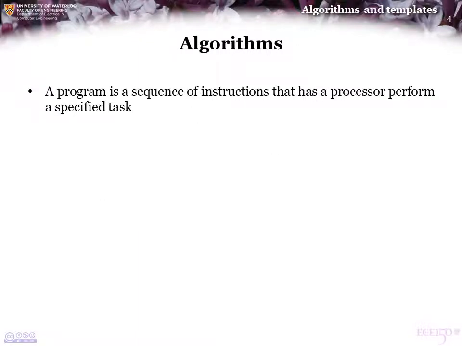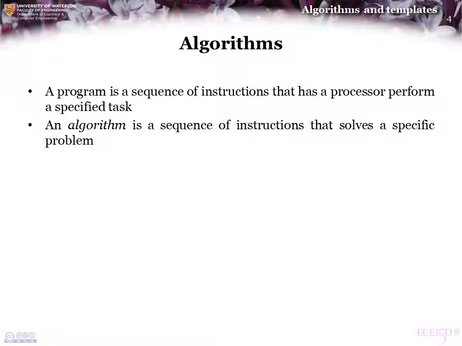Now, algorithms. We've already seen that a program is a sequence of instructions that has the processor perform a specific task. Easy enough. An algorithm is a sequence of instructions that solves a specific problem. Alright, so it's not related necessarily to a programming language. Instead, it's just a set of instructions.